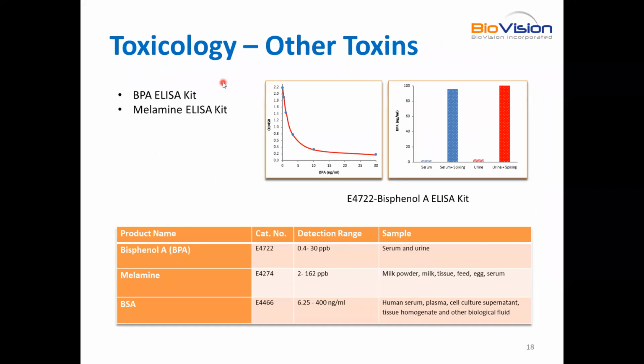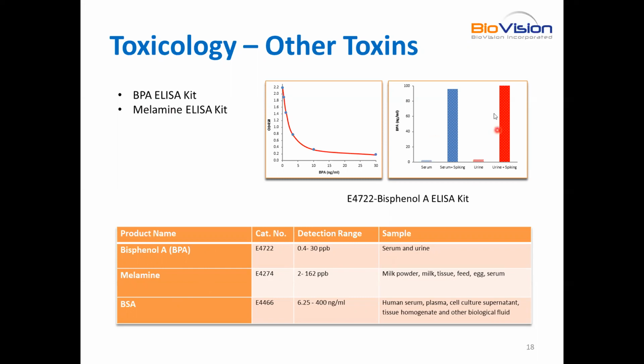So the last category in this toxicology ELISA kit category is ELISA kits for environmental toxins like bisphenol A or melamine. Bisphenol A, we all know, is BPA. It is a huge problem nowadays for our environment because it's present in plastic, and through this plastic waste, it's getting into our food, it's getting into our body, it is affecting health and causing serious health issues.